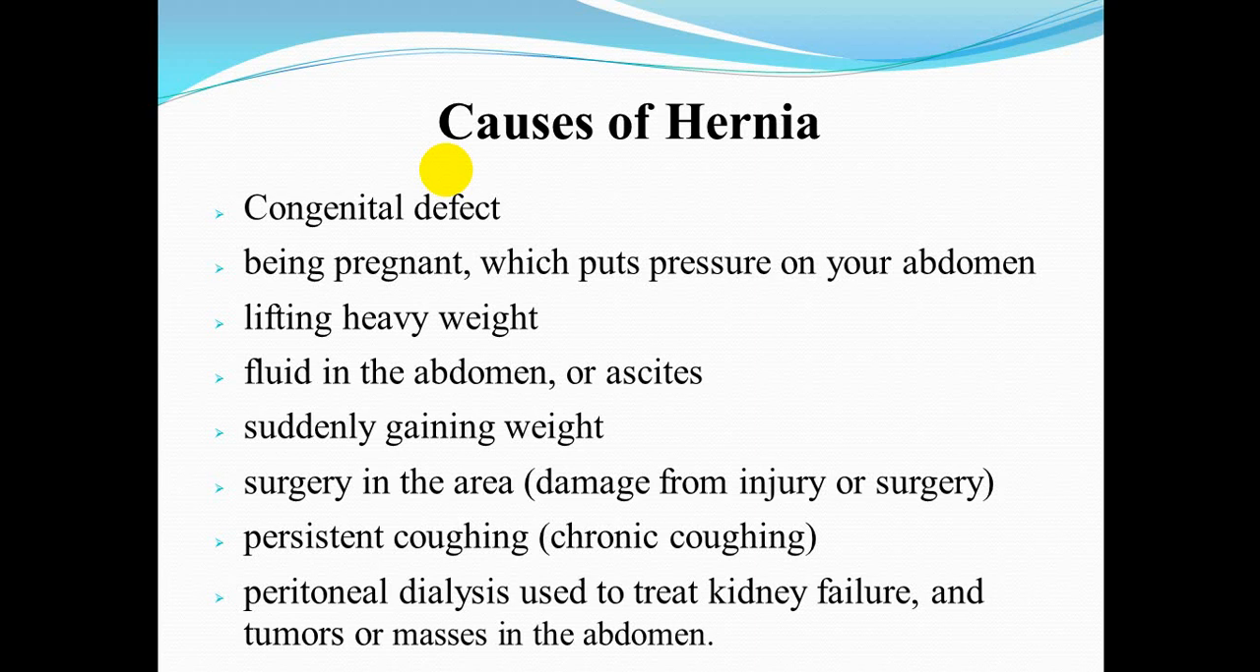suddenly gain weight اللي يصير عندهم زيادة بالوزن. surgery in the area اللي ذكرناه واحدة من أنواعها هو incisional hernia, damage from injury or surgery. persistent coughing أي chronic coughing for long time. peritoneal dialysis used to treat kidney failure, and tumor or masses in the abdomen.